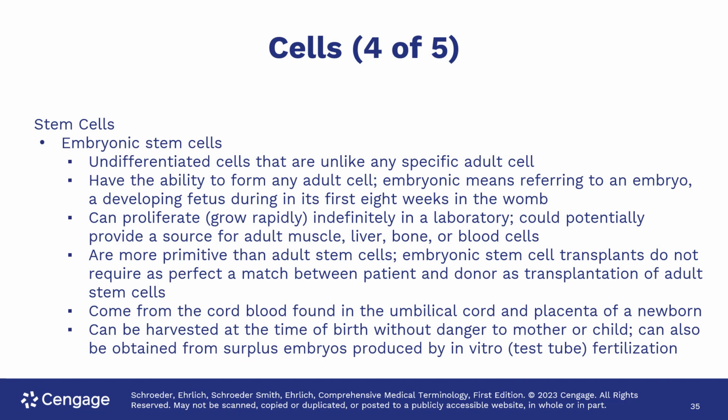Embryonic stem cells are undifferentiated. They can become any type of adult cell. They grow rapidly in a lab environment and could potentially be the source of organs. An embryonic stem cell, collected in the first 9 weeks of life, does not require a match. It's harvested from the umbilical cord at the time of birth or from unused embryos created during IVF.